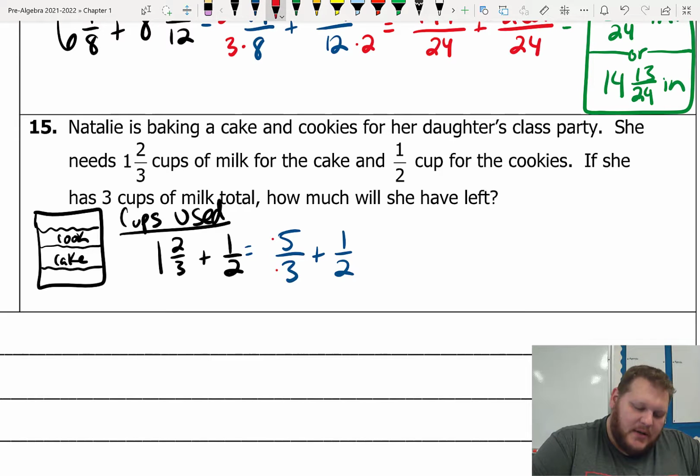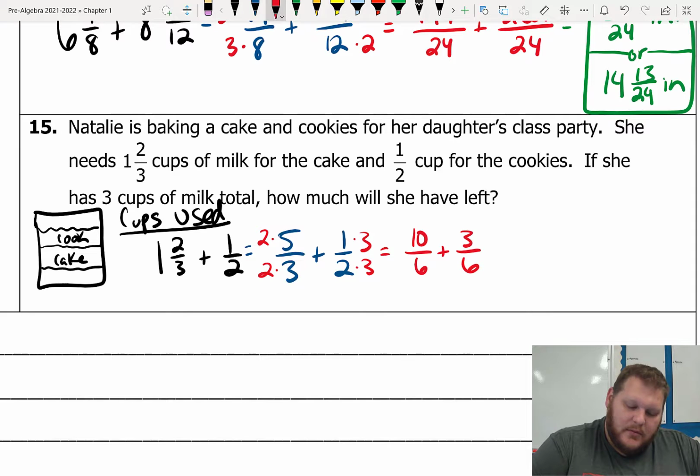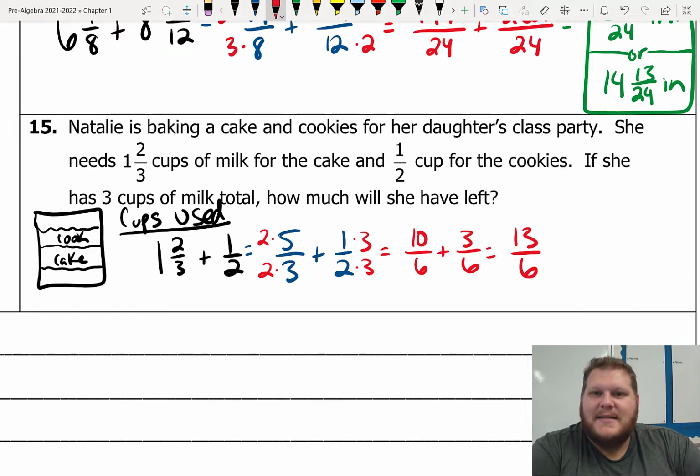Converting that, I can turn them both into 6ths, top and bottom. There we go. So 2 times 5 is 10 over 6. 1 times 3 is 3 over 6. So in total, she's going to use 13/6 for her 2 recipes.